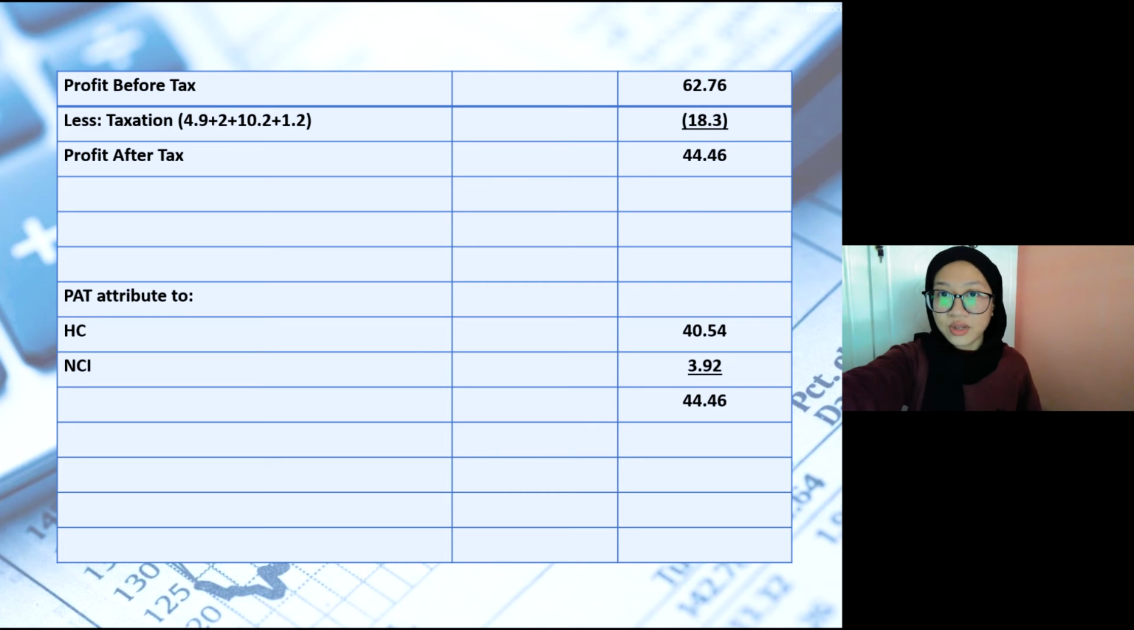After the statement that we did was completed, the profit needs to be attributed to the holding company and subsidiary company separately. So the profit after tax attributed to the holding company is 40.54 million, while to the subsidiary it is 3.92 million, as shown in the slide. The workings will be presented by my friends after this.